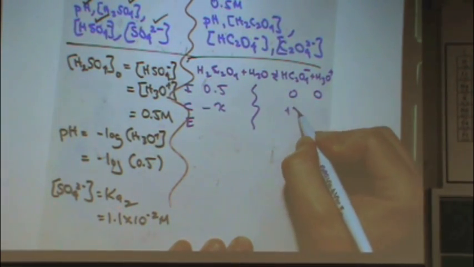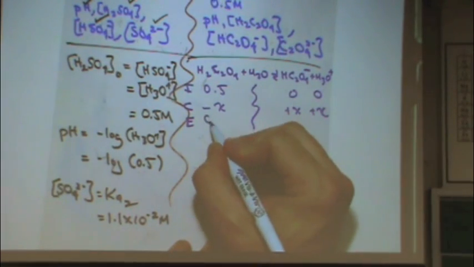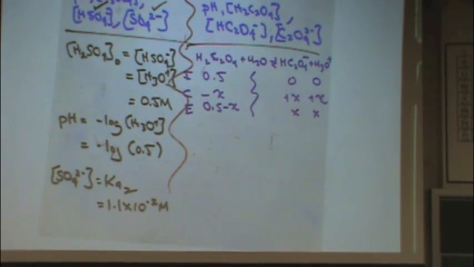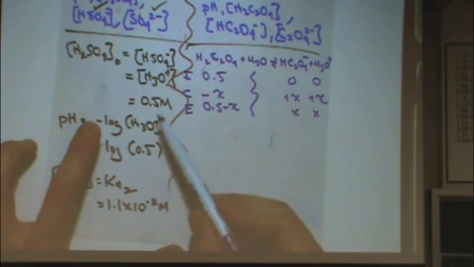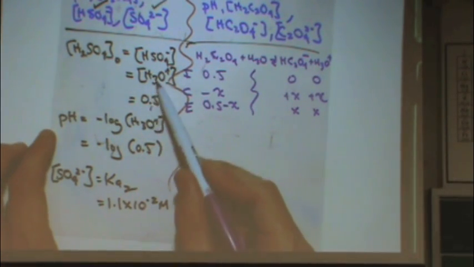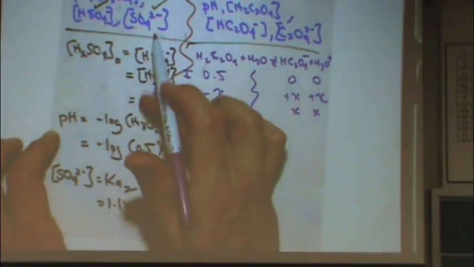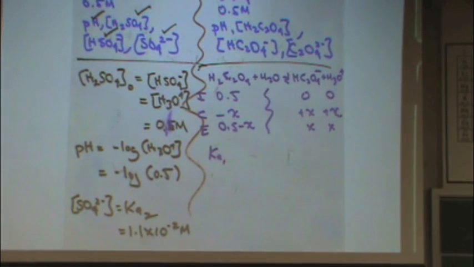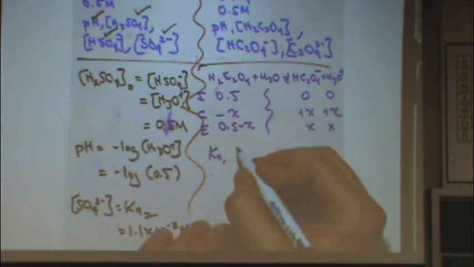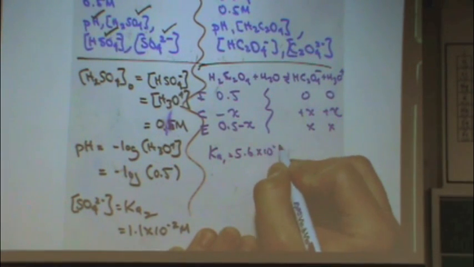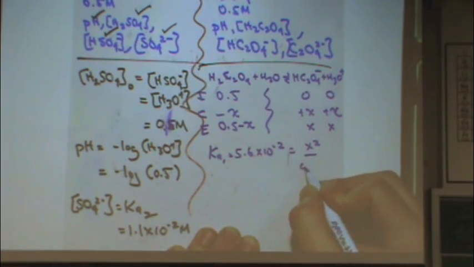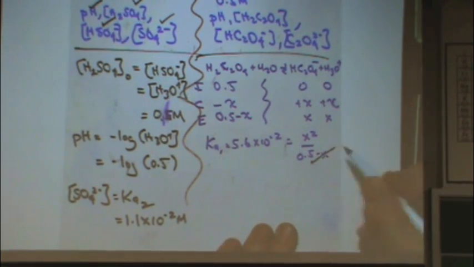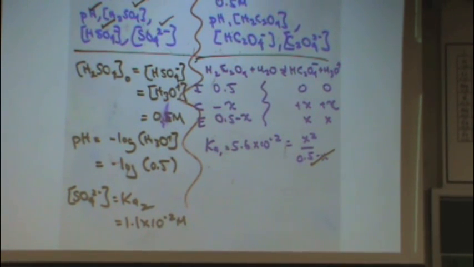I shift towards the right, towards the 0, so that's where the plus x is. And so I have 0.5 minus x, x, and x. So now I have an ice table. This ice table, all it's helping me do is find the H3O plus concentration, which I had really easily in the other example. Okay. So Ka1, which I'd have to give you, it's 5.6 times 10 to the minus 2, is products over reactants, or x squared over 0.5 minus x. I say x is small now. Done. That's gone. And now I'm going to solve for x.